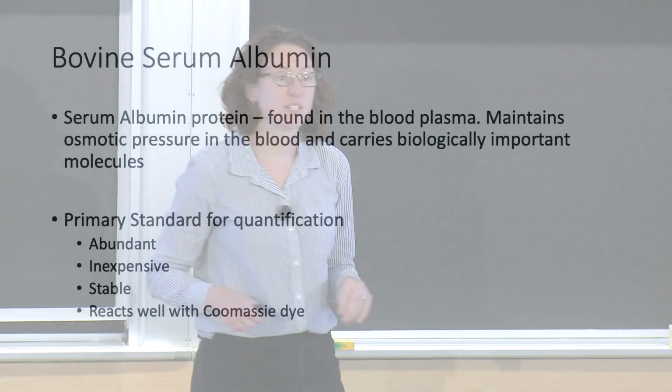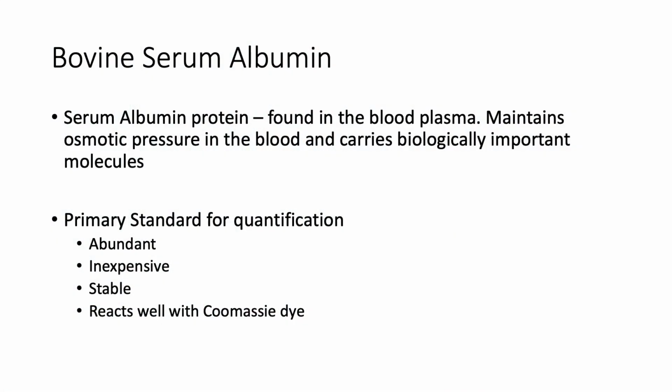To do this, we are going to use bovine serum albumin. It's a serum albumin protein which is found in blood. And bovine means that the one that we're going to be using is coming from cows. And that's helpful because there is a lot of cow blood left over from the meat industry. It is found in the blood plasma, and its role in a living animal is to maintain the osmotic pressure in the blood and carry biologically important molecules through your blood plasma. But we are going to use it as a primary standard for our protein quantification.